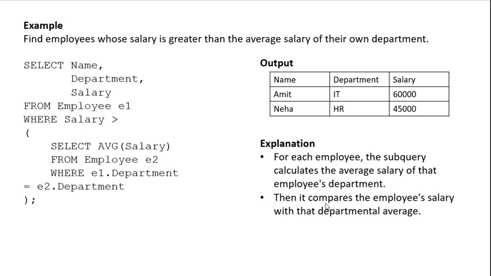This correlated subquery compares department-wise. For all the employees in the same department, for example the IT department has four members, it finds the average salary of those four, and then shows those with greater salaries. The HR department has three employees, so the subquery finds the HR average, and then shows those greater than the average salary.